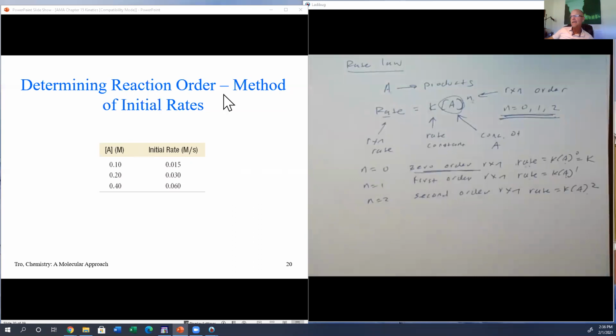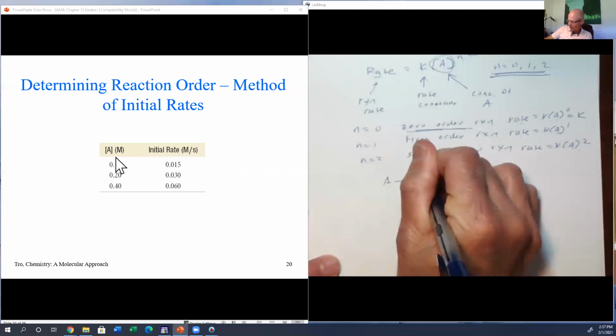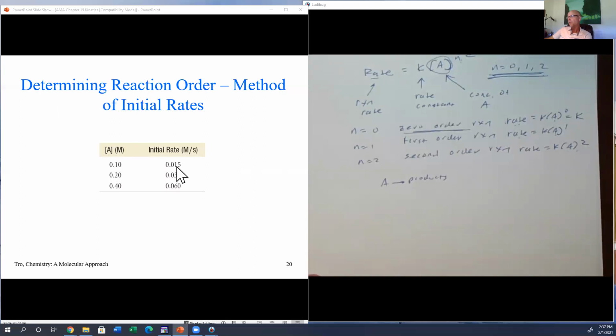One way to do it is what's called the method of initial rates. In this method, you run the reaction several times at different initial concentrations. So for example, let's say we have this simple reaction again, A goes to products. Let's start with a concentration of A of 0.1 molar, and let's measure the rate for the first minute. We do that, and we get that the rate is equal to 0.015 molar per second.